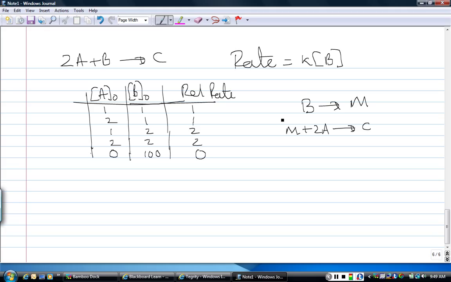So by itself, B in the RDS will give rise to M. But unless the A's are present to react with the M, I get no product. So although the reaction rate is independent of the concentration of A, the reaction itself is not independent of A. Because in the absence of A, there is no reaction. So if the concentration of one of the reagents in the equation drops to 0, the reaction simply does not go. And I get a rate of 0.